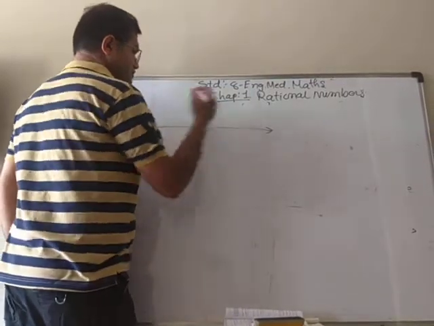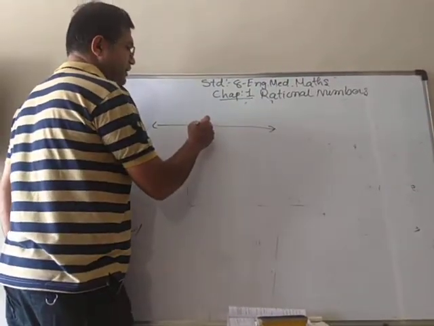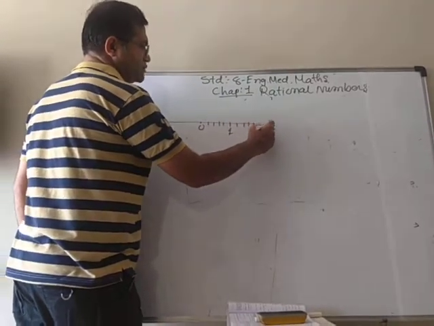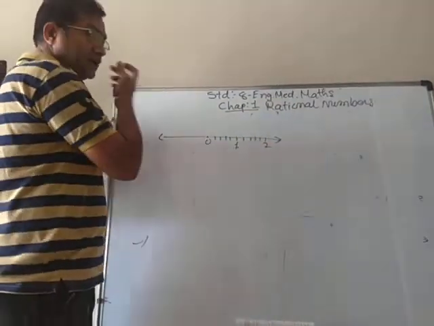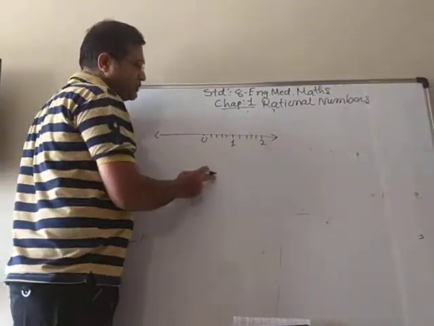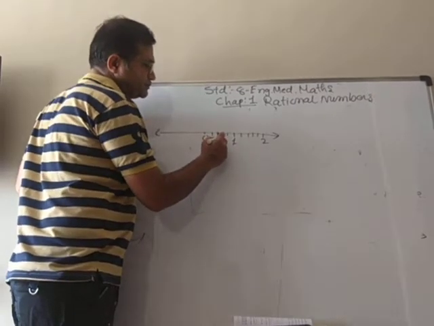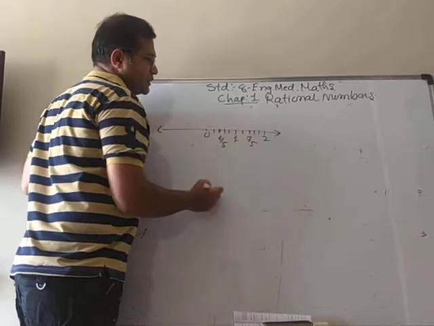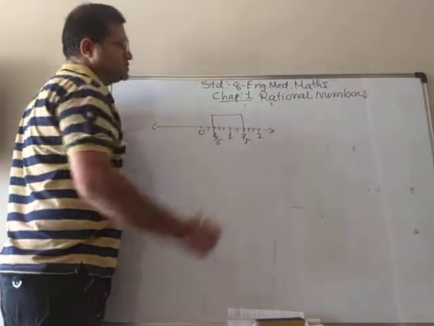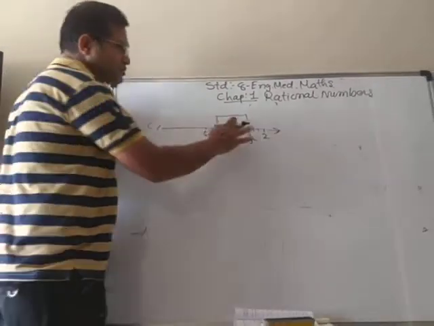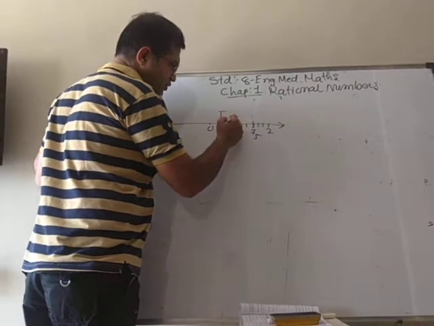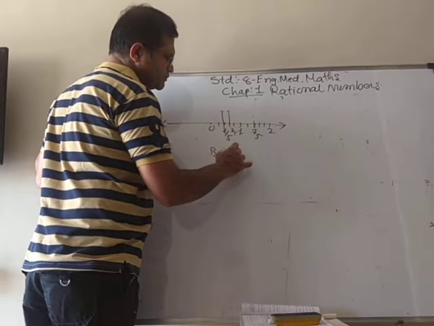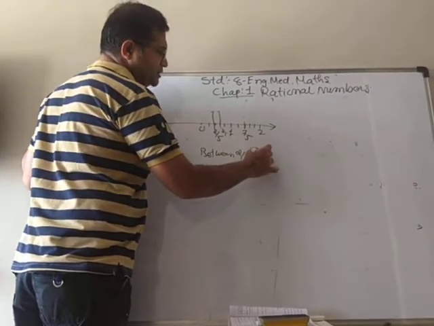Suppose we just now marked 0, 1, 2, 3, 4, 5 on the number line. Now suppose I mark two rational numbers on the number line, like 2 upon 5 and 7 upon 5. I want to know what lies between them. Let's keep it shorter: between 2 upon 5 and 3 upon 5.